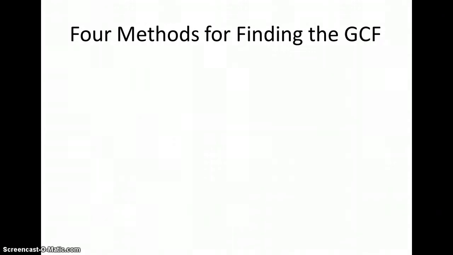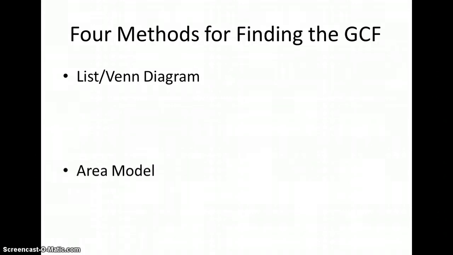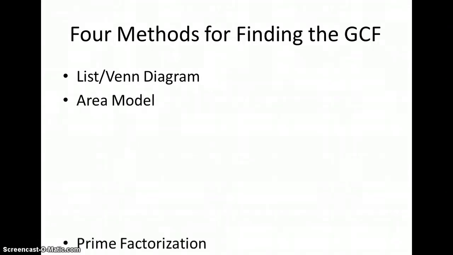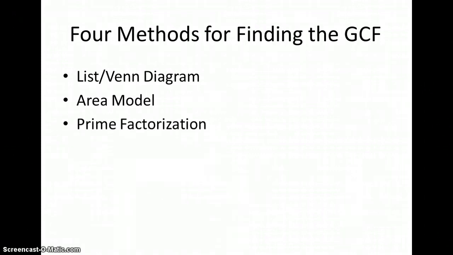We discussed 4 methods for finding the greatest common factor, and those are the 4 methods we're going to review in this lesson. The first method is to create a list or Venn diagram. The second method is to find the greatest common factor using an area model. The third method is to use the prime factorization of the two numbers you're looking at. And the fourth method, which we did not talk about at great length, is creating a ratio and then simplifying.